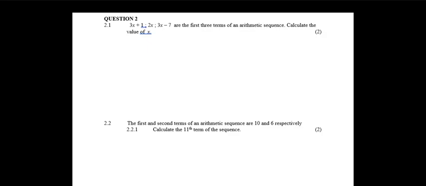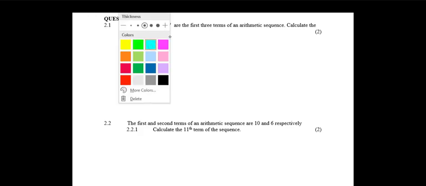For question 2, we are given the sequence: 3x plus 1, 2x, 3x minus 7. So the first term, the second term, and the third term.